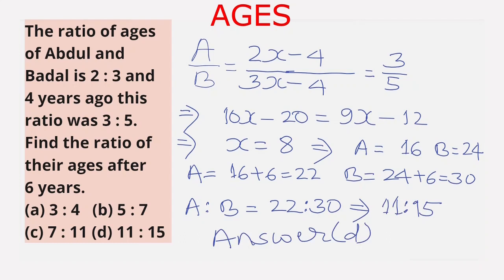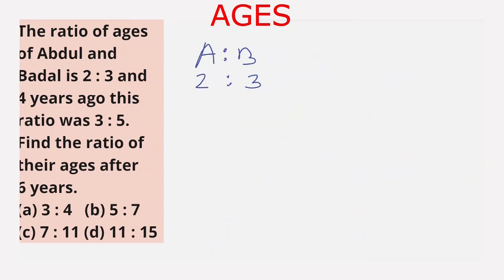Now we will solve this question by shortcut method. So first I erase this and solve it by shortcut method. A ratio B given to us is 2:3 and 4 years ago this ratio was 3:5. The difference between 2 and 3 is 1 and between 3 and 5 is 2. So we have to make this difference equal. So I multiplied 2:3 by 2 and 3:5 by 1. So this becomes 2 times 2 is 4 and 3 times 2 is 6, and 3:5 remains as it is.